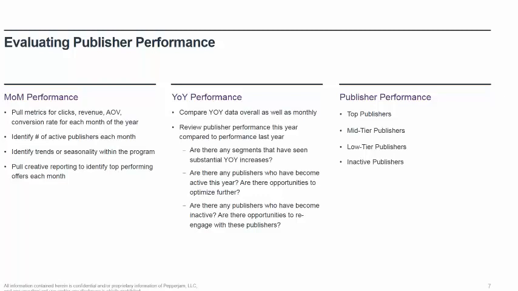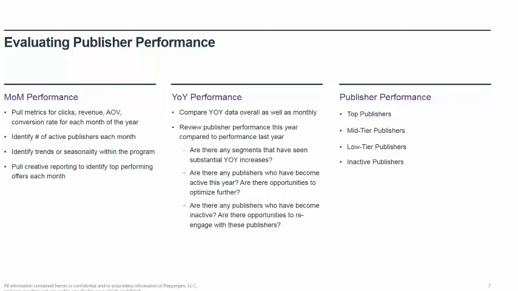So if you've had your program going for over a year, you'll always want to do a year-over-year performance review. So compare your data year over year, but also review that publisher performance to see if there's any segments of publishers that had some year-over-year increases or decreases. Maybe you had some certain publishers join the program this year that became active. And if you haven't already talked to those publishers, are there ways to increase your opportunities with them or optimize with them? And are there any publishers that have become inactive?